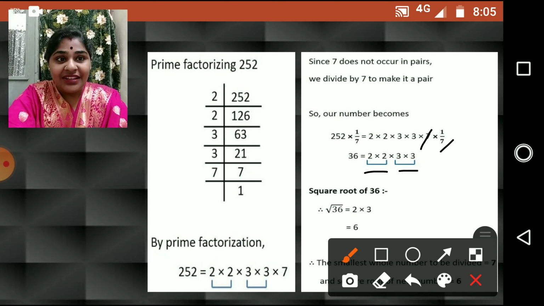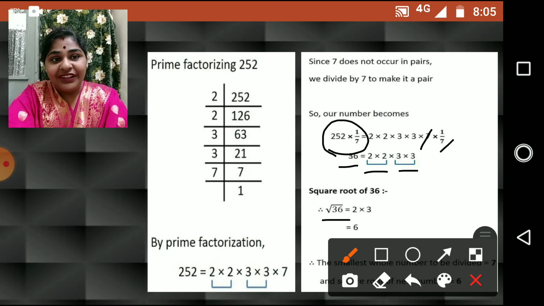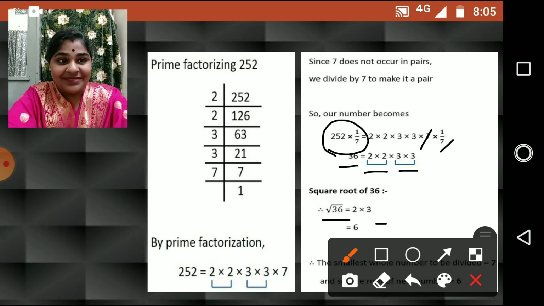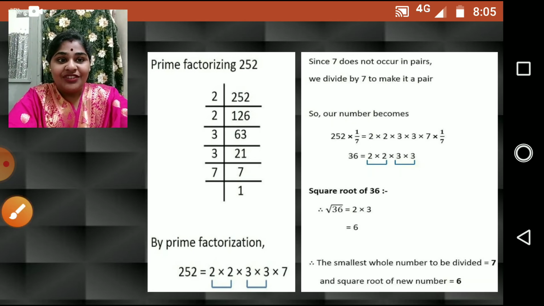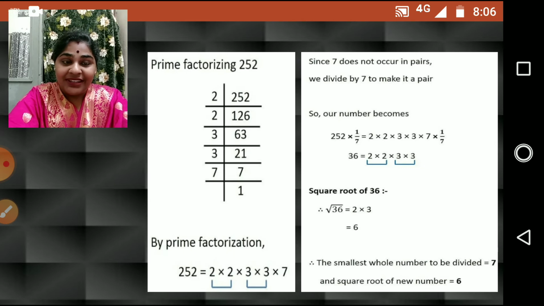So 2 3s are 6, and when we divide 252 on the left hand side, 252 divided by 7, I will get 36. So square root of 36 is 6. So at last you can write the answer. Smallest whole number to be divided is 7 and square root of the new number is 6.